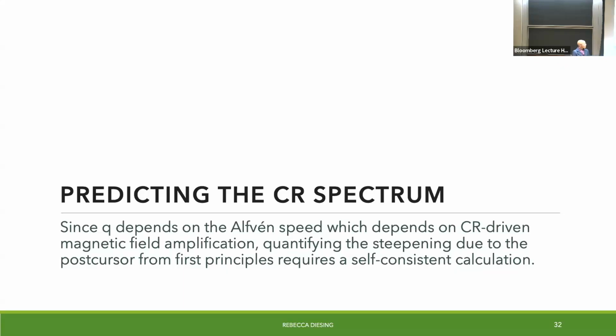However, we want to be a little bit more self-consistent. So right there, when I played that game, I assumed a fixed cosmic ray acceleration efficiency. That's not necessarily true. We have a very nonlinear system here. And in particular, Q, the slope, depends on the Alfvén speed. The Alfvén speed depends on cosmic ray-driven magnetic field amplification, and the cosmic ray pressure depends on its own slope. So you have to take this all into account self-consistently in order to make a prediction for the spectrum and something that you can actually reliably compare to observations.